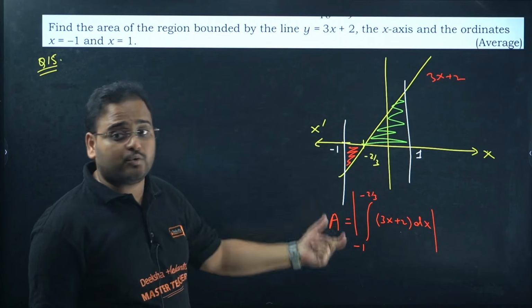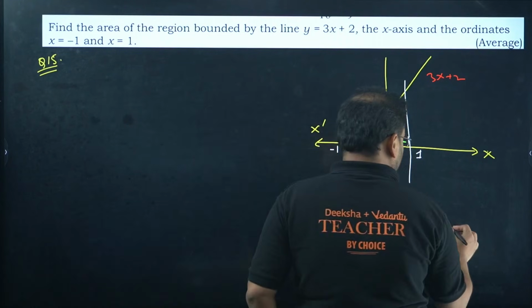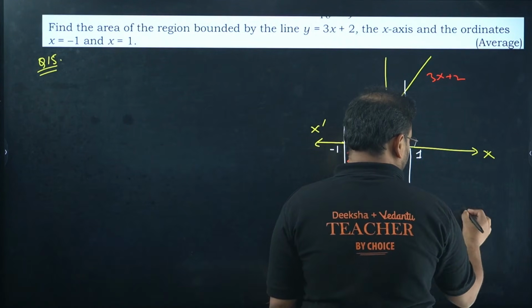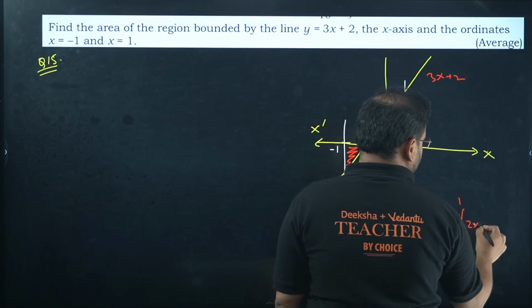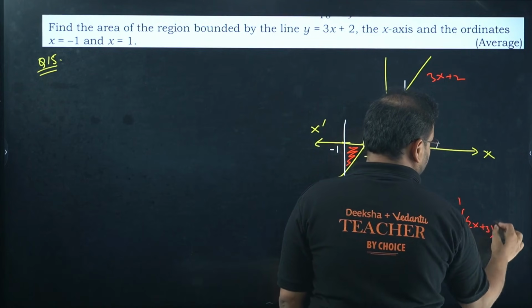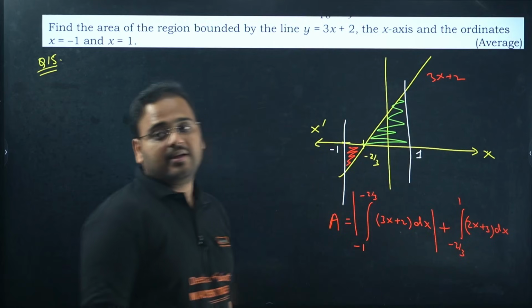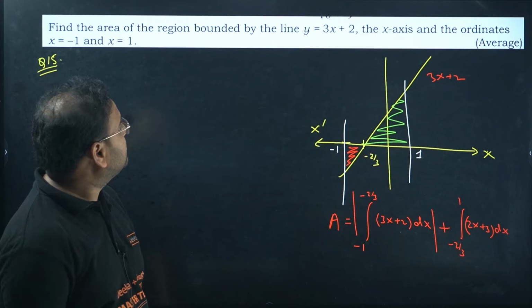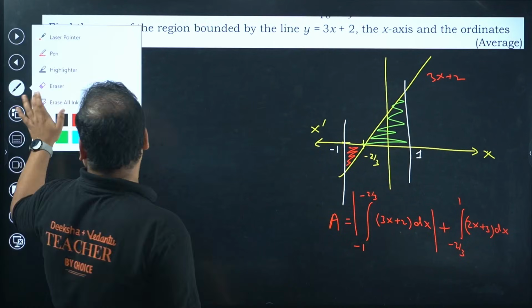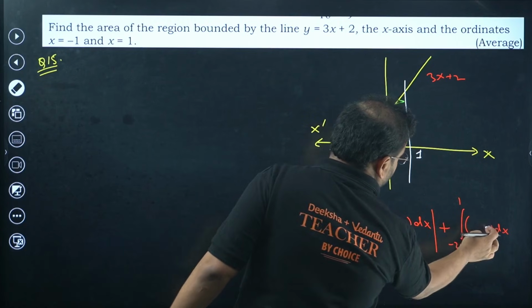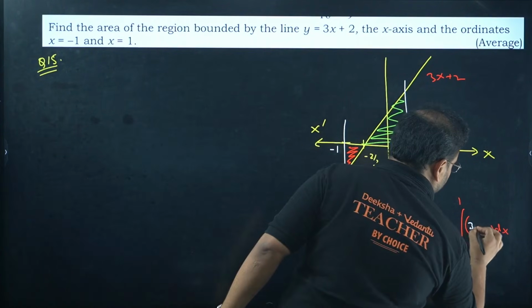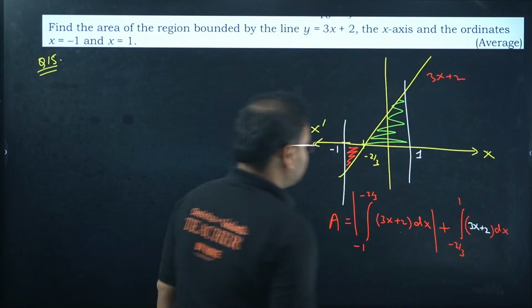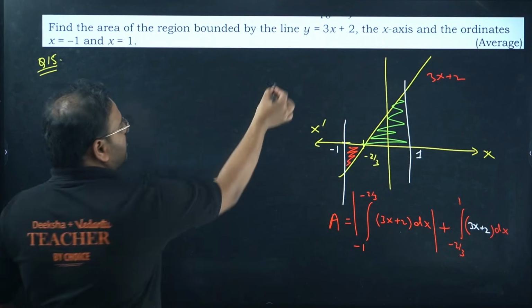It will be a negative value, so do it with the modulus sign, plus integrate from minus 2 by 3 to 1, same thing, 3x plus 2 dx. Make sense? 3x plus 2, sorry. This is 3x plus 2, not 2x plus 3. Got it? Let's try solving it now.